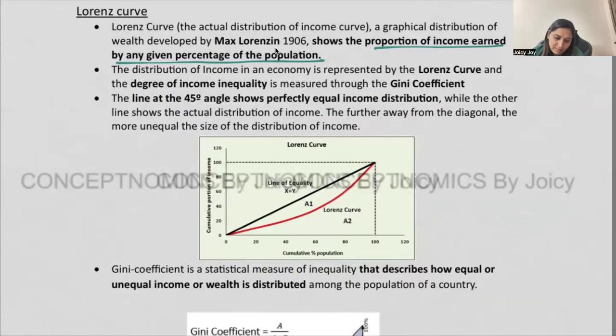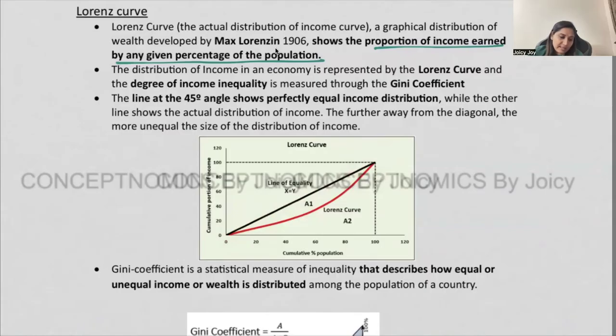Okay, this red one is the Lorentz curve, and the straight line, the black one, it is the line of inequality. So this is the line of inequality and this is the Lorentz curve. Okay, the distribution of income in an economy is represented by Lorentz curve, which means the red line represents the distribution of income in an economy. And this line of equality, it is a straight line.